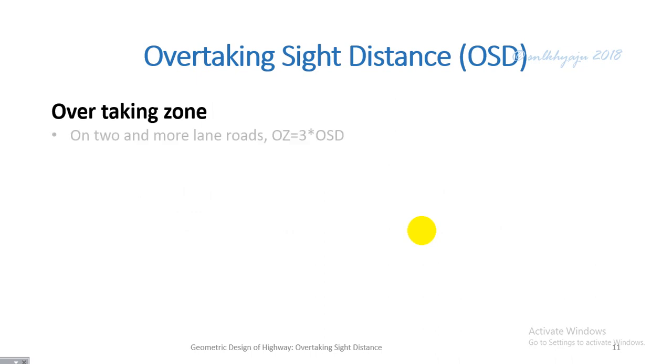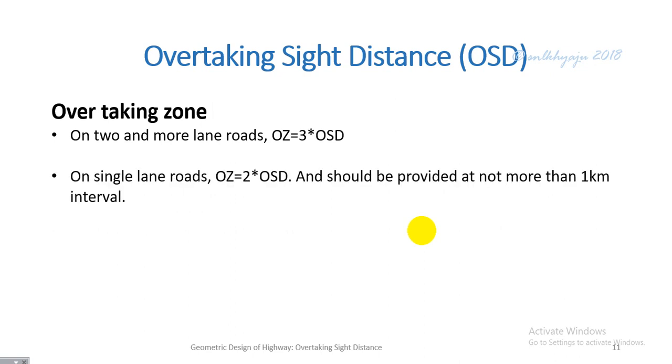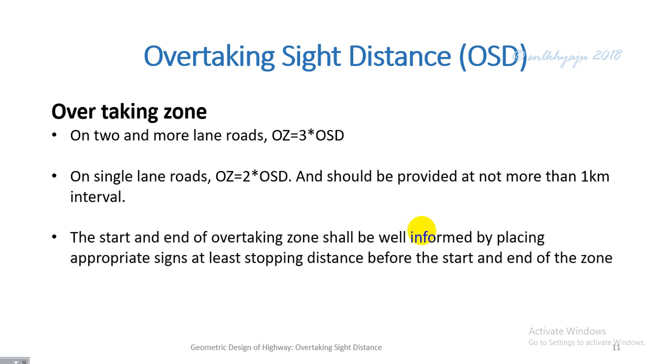Now, overtaking zone. On two or more lane roads, the length of the overtaking zone must be a minimum of 3 times the overtaking sight distance. On a single lane road, the overtaking zone must be a minimum of twice the overtaking sight distance and should be provided at not more than 1 kilometer interval. The start and end of the overtaking zone shall be well informed by placing appropriate signs at least a stopping sight distance before the start and end of the zone.